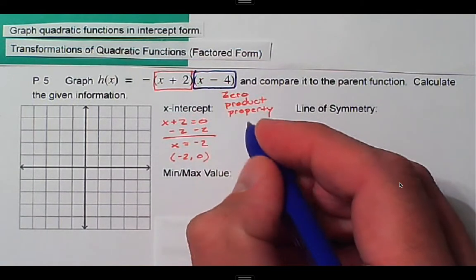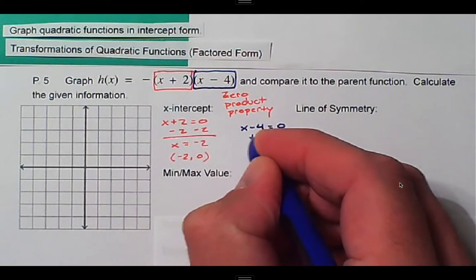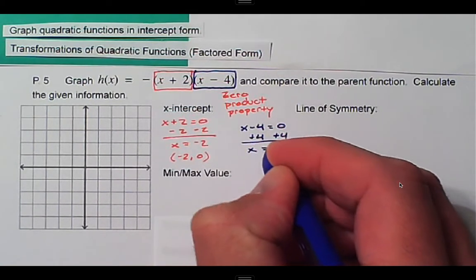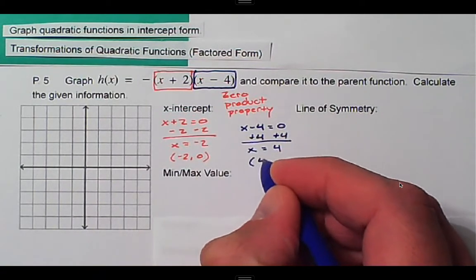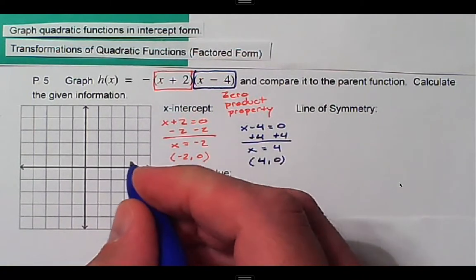Do the same thing with the other one. So x minus 4, set that equal to 0. Add 4, and we get x is equal to 4. So we have a 0 at 4 comma 0. So we can plot those 2 points.